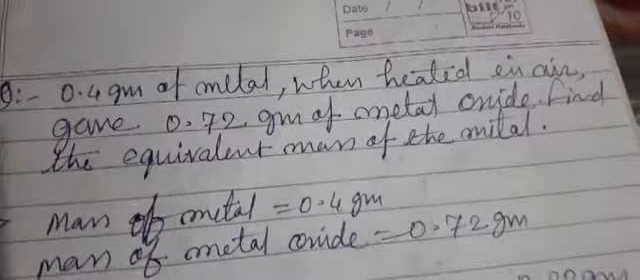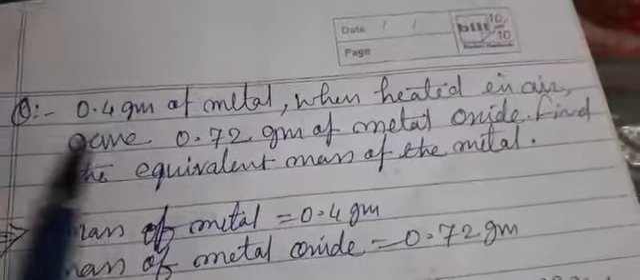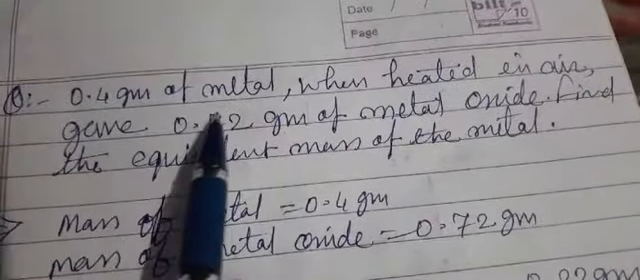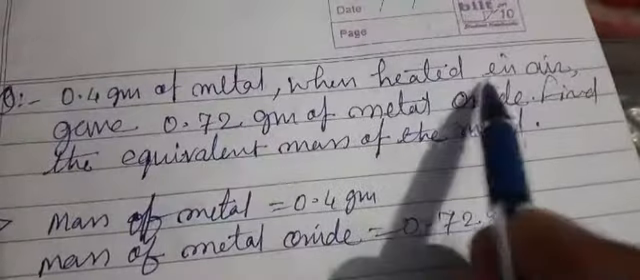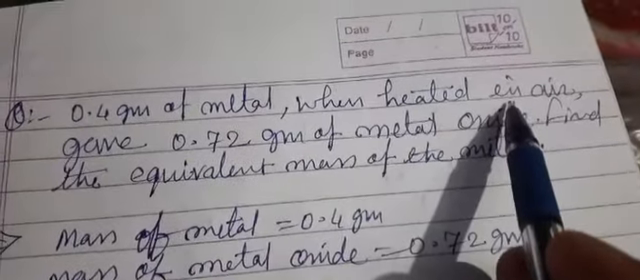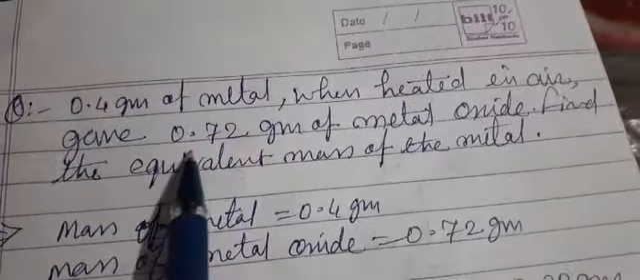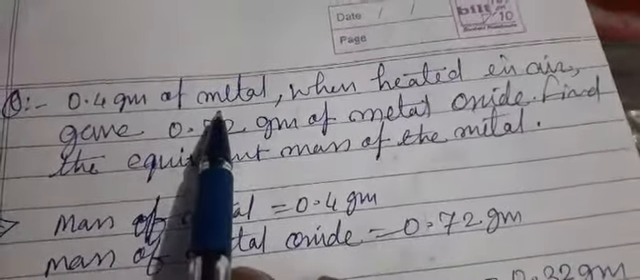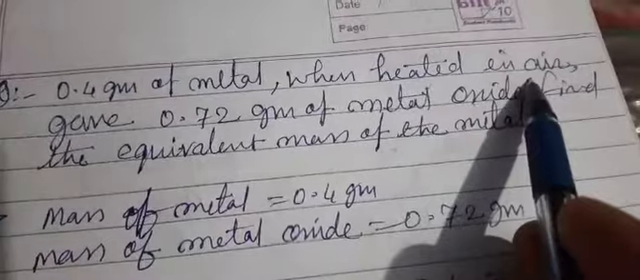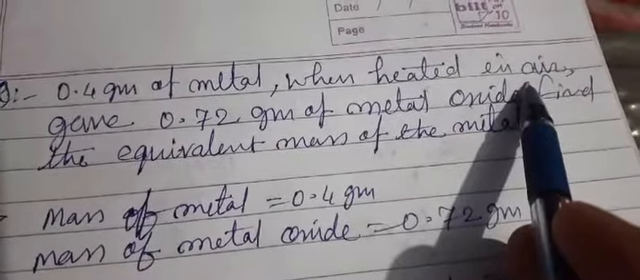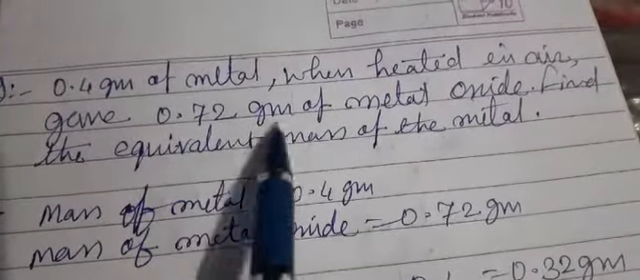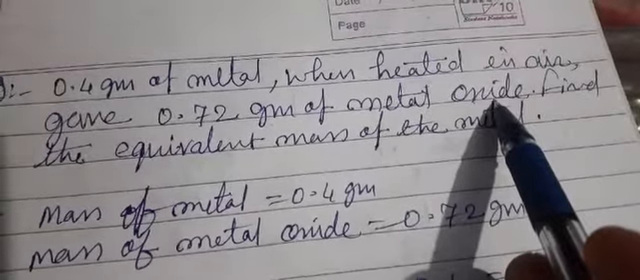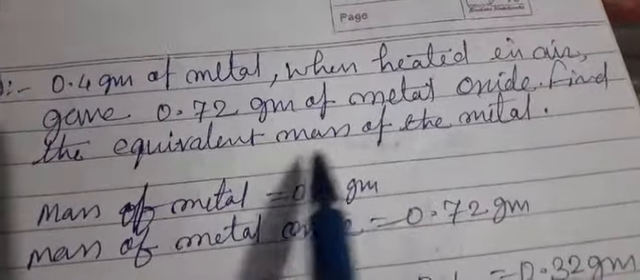In fact, it is a practical problem. Like we have taken 0.4 gram of metal and it was heated in the air, and when we heat it we got 0.72 gram of metal oxide. So earlier it was only metal. When it is heated in presence of air, that means in presence of oxygen, then we get 0.72 gram of metal oxide. So find out the equivalent mass of the metal.